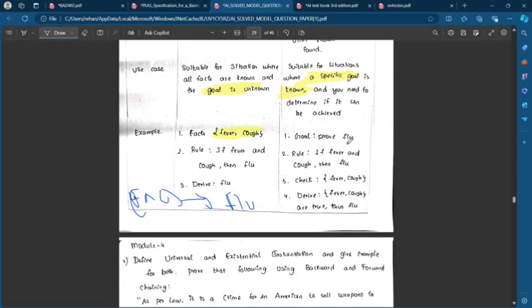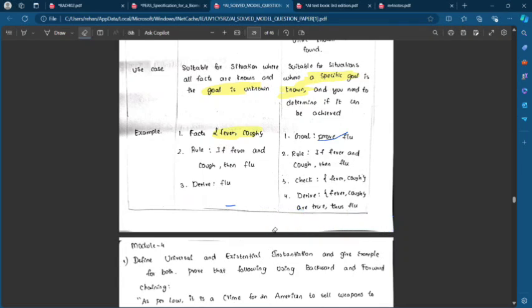So what is this? Goal is flu here. The fact is fever and cough, but here the goal is flu. We already know flu. You can just write it in reverse from here. Then from flu, what we are getting is fever and cough. If this is true, then this is also true. You understood, right? That's what it means.